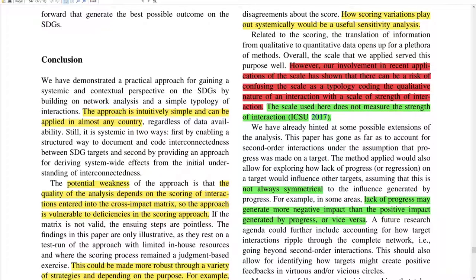However, our involvement in recent applications of the scale has shown that there can be a risk of confusing the scale as a typology coding. The qualitative nature of an interaction with the scale of strength of an interaction. The scale used here does not measure the strength of interaction. When we are saying that a target is influencing another target by +3, that's not the strength of the interaction. It's just some coding, how they coded their qualitative research.